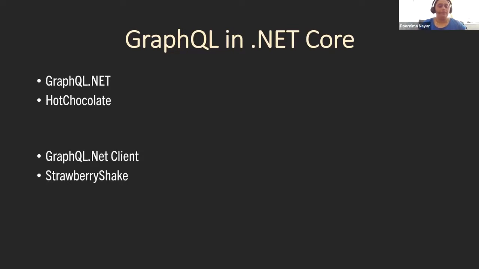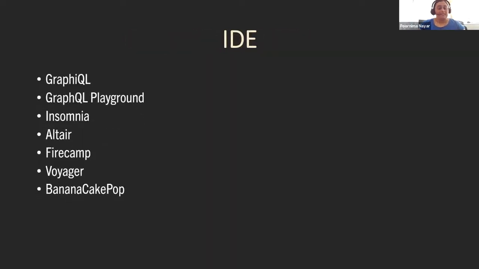And then you have two client-side packages. By all means, you can use HttpClient in .NET Core to query your GraphQL API. But both of these packages come with their own clients to support querying. It gives you that extra help. So GraphQL.NET Client is from the house of GraphQL.NET, and Strawberry Shake is from the house of Hot Chocolate, Chilli Cream. And we also have IDEs, primarily browser-based, like GraphQL Playground.